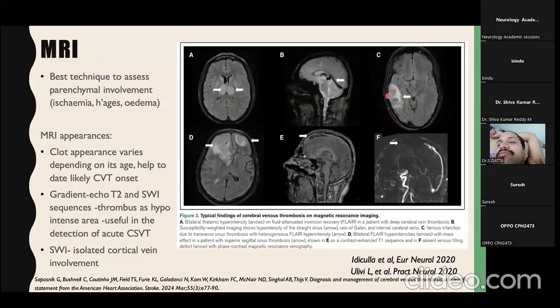Here we can see heterogeneous hyperintensity with surrounding edema and also some mild mass effect. Here you can see bilateral frontal infarcts with edema and mass effect seen in sagittal sinus thrombosis. Here the contrast is not filling in this hypointense area in this MRI, and this is a phase contrast MRI showing non-visualization of the superior sagittal sinus and also some deep veins.